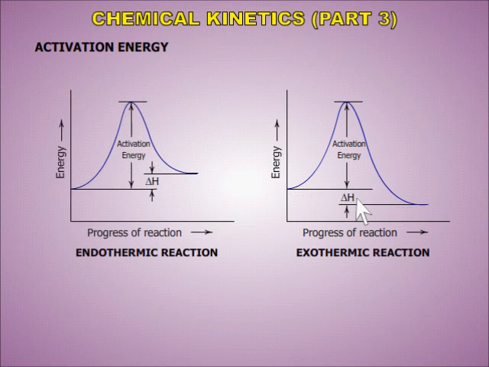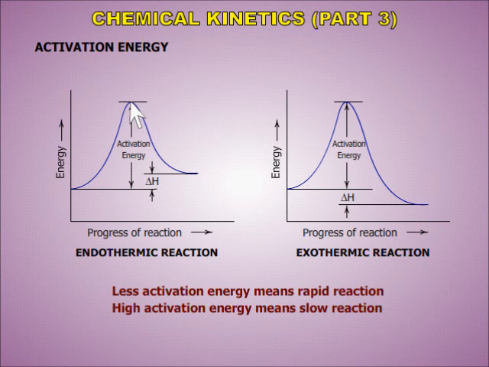Heat of reaction, as we all know, is negative for exothermic reactions and positive for endothermic reactions. For every reaction to take place, the reactant molecules must cross this energy barrier. Otherwise, the reaction will not proceed. A reaction which has less activation energy takes place more easily and will proceed rapidly. The reaction having high activation energy will proceed slowly.